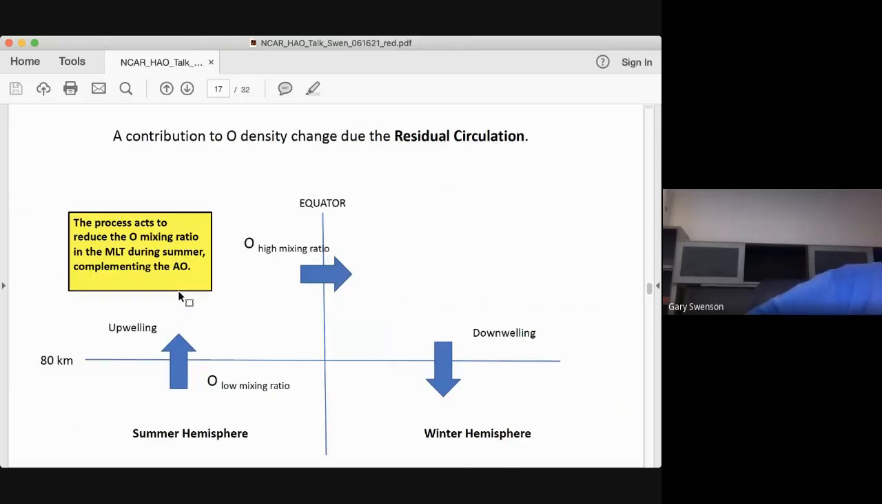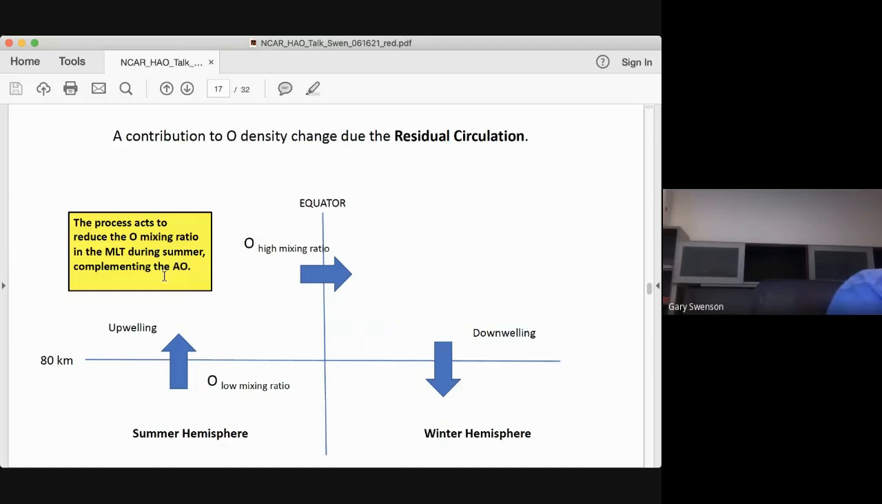So one of the things I would then just point out, as we introduced very early in that very first chart, is the consideration of the residual circulation and what that's doing to a respective summer hemisphere. The residual circulation has an upwelling in the summer. It brings low density, low mixing ratio O upwards. So it's rarefying the atomic oxygen above 80 kilometers, just as the enhanced eddy diffusion activity going on. So both of these act together to do the same thing. We don't have a factor as to how much one contributes to the other. What we expect is this one is considerably less, but we simply don't know.